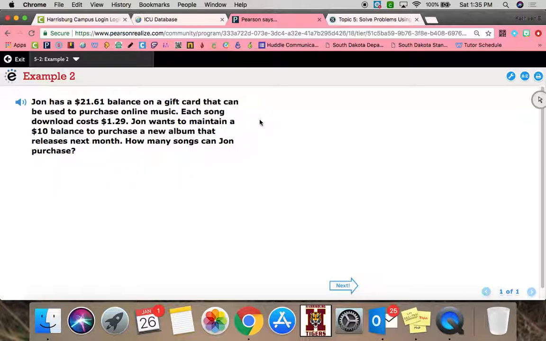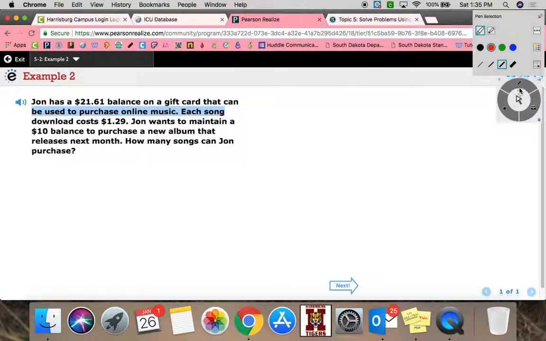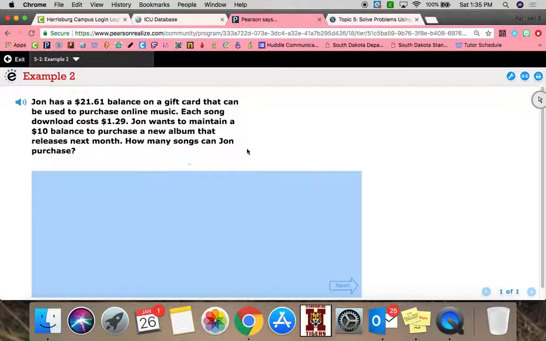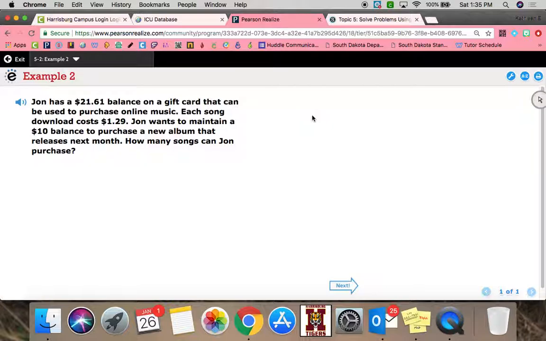So he has 21. It's not going to let me, is it? Oh man, this just got complicated. So he has $21.61, which means he can spend $11.61. Okay, so sorry. How many songs can John purchase?